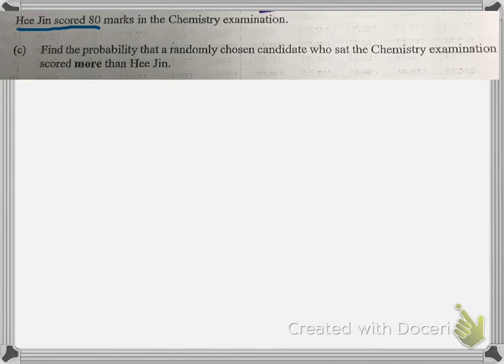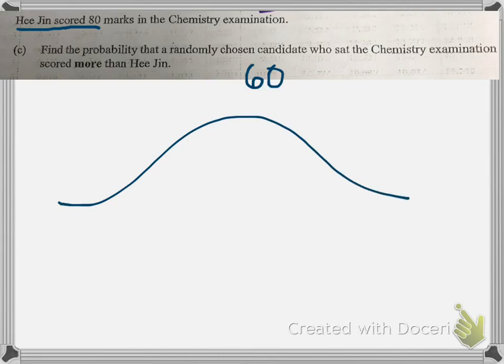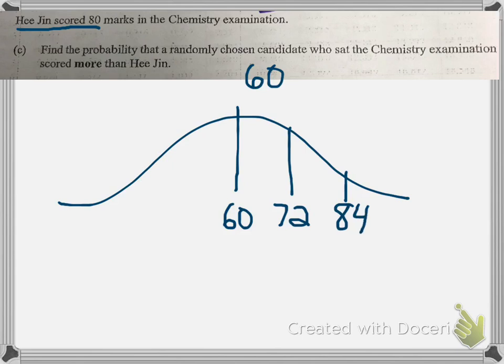And notice we got 60 here. I'm going to draw the picture one more time. Here's 60. One standard deviation to the right is 72. Two standard deviations to the right would be 84. So this is one standard deviation plus 12, two standard deviations plus 12. But notice that Heejin scored 80, so that puts her about right here.